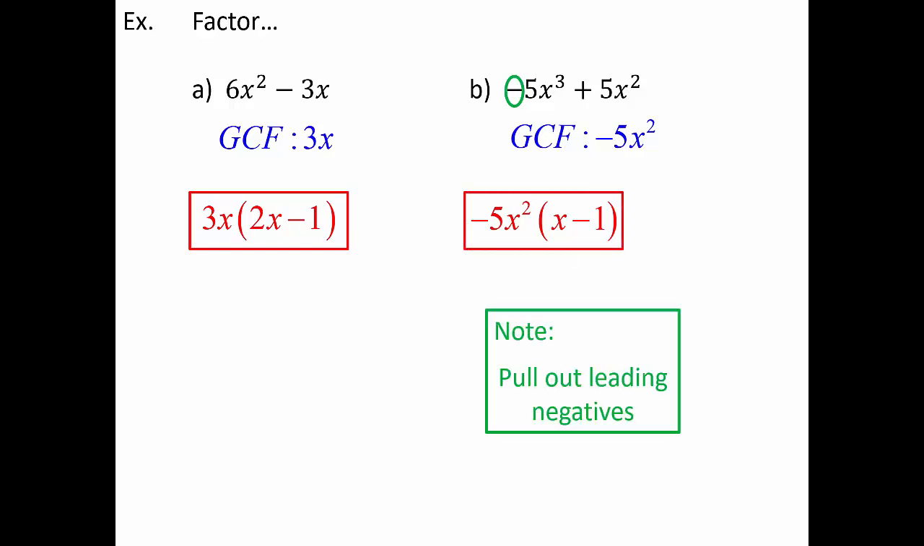Moral of the story, pull out leading negatives. Always pull out leading negatives. All right, here's something interesting. This time we have 3 terms. That's fine, okay. Step 1, 100% of the time, look for a GCF.